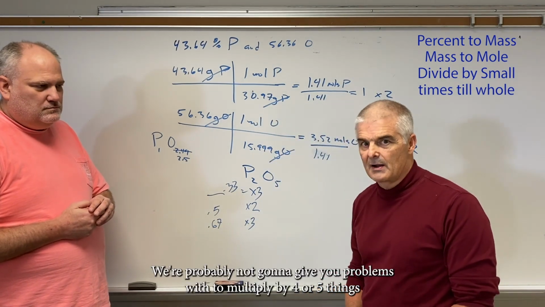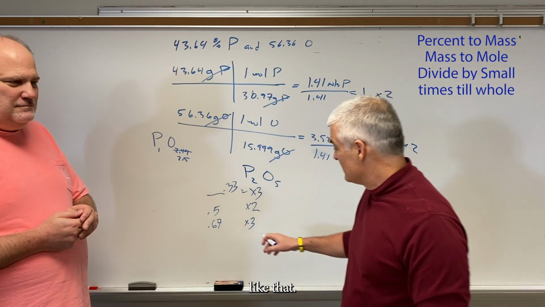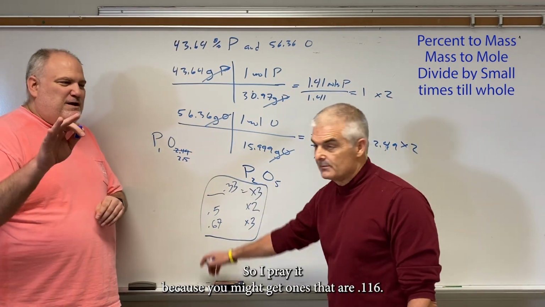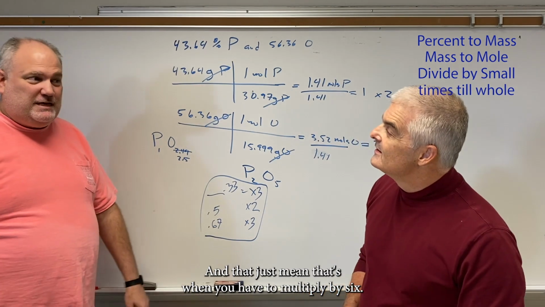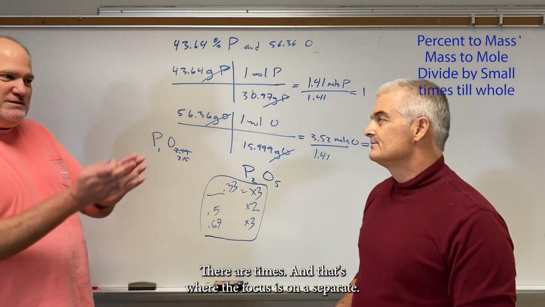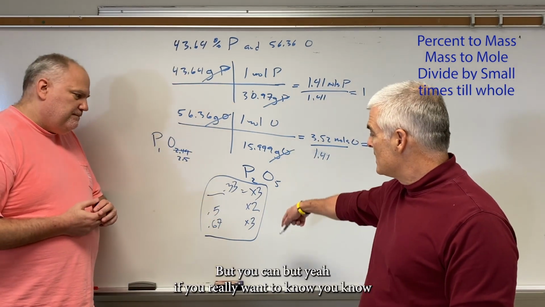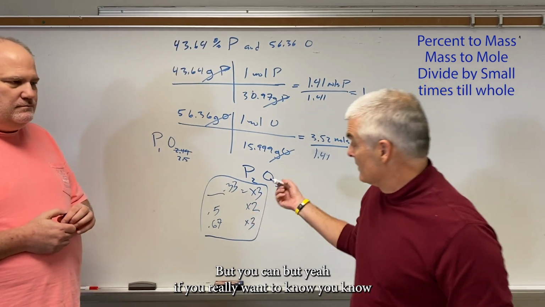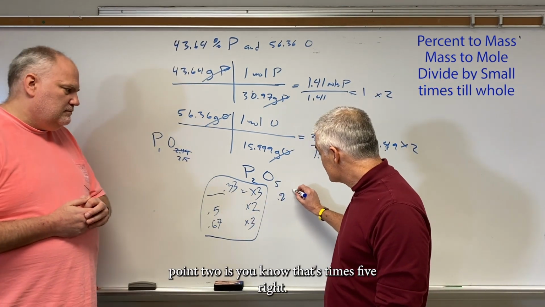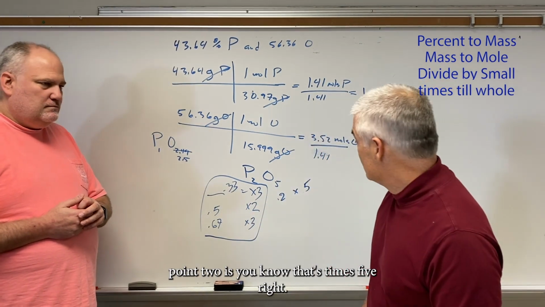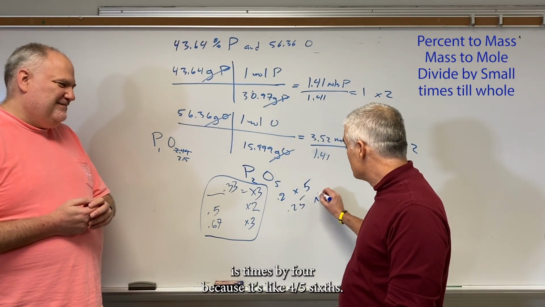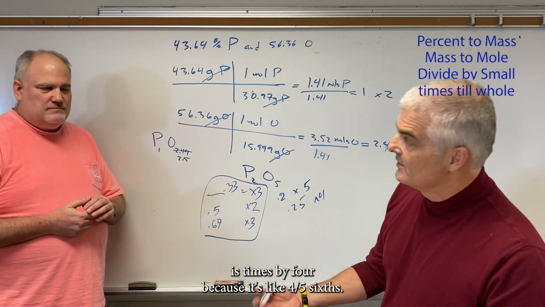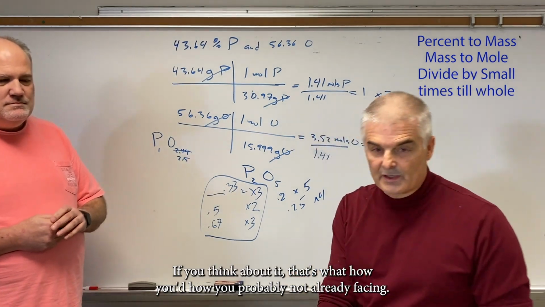We're probably not going to give you problems where you have to multiply by 4 or 5, things like that. That's going to be very rare. You might get ones that are 0.116, and that's just mean. That's when you have to multiply by 6. There are times, and that's where the class is kind of separated. But that's the general idea. If you really want to know, 0.2 is times 5, and 0.25 or 0.75 is times by 4, because it's like fourths, fifths, sixths. If you think about it, that's how you do these problems.